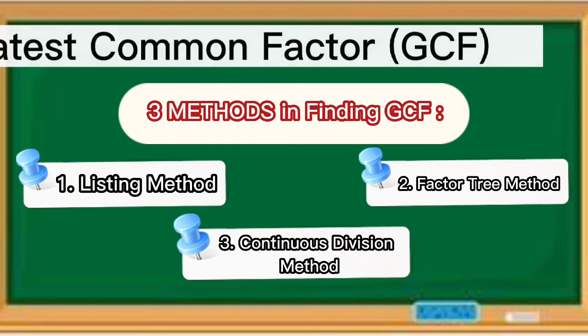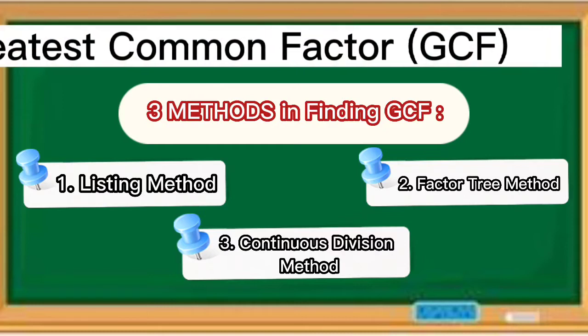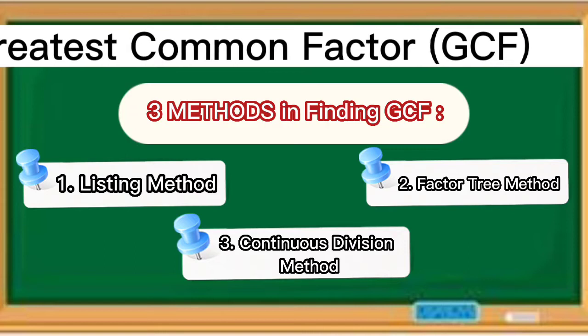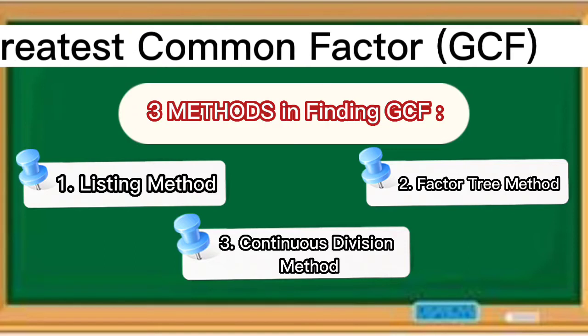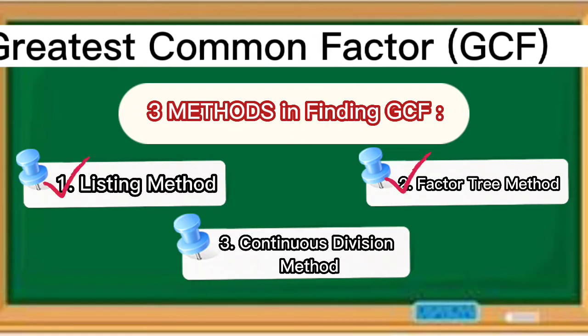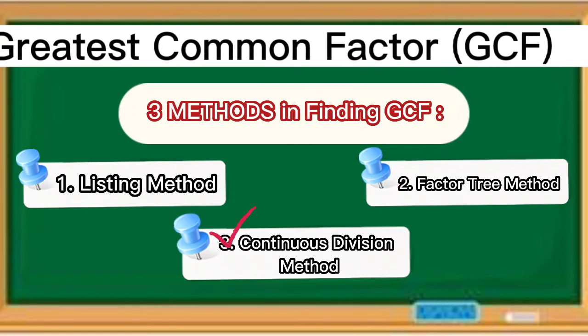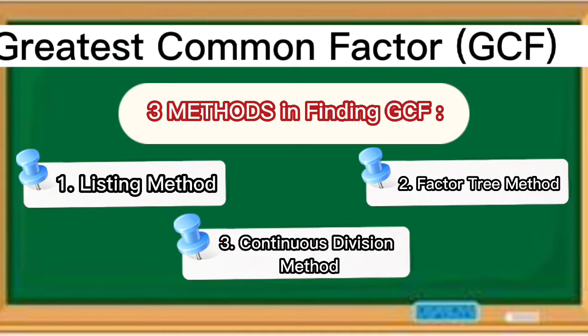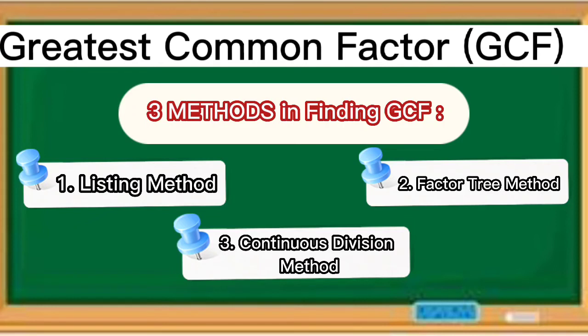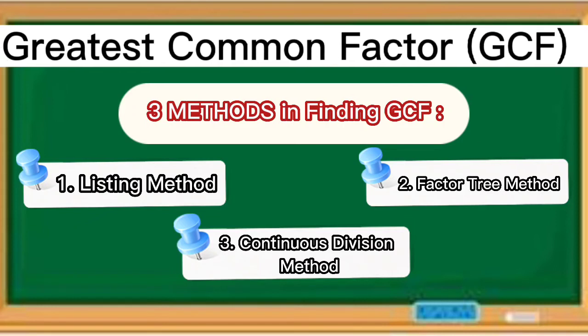Let's have a tutorial about GCF, the greatest common factor. The beauty of our tutorial is talking about the three methods in finding GCF. The three methods are listing method, factor tree method, and continuous division method. It's up to you to choose which of these three methods you are comfortable with and is easy for you to solve. Our goal is to find the greatest common factor.